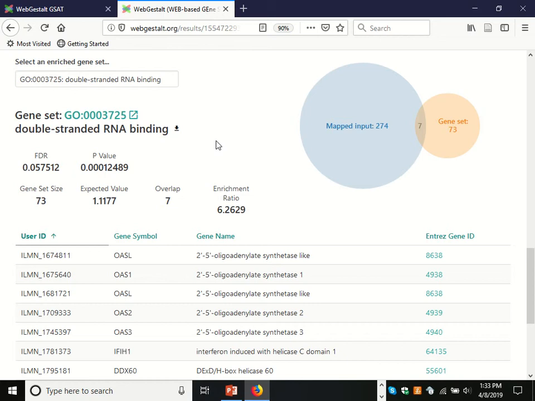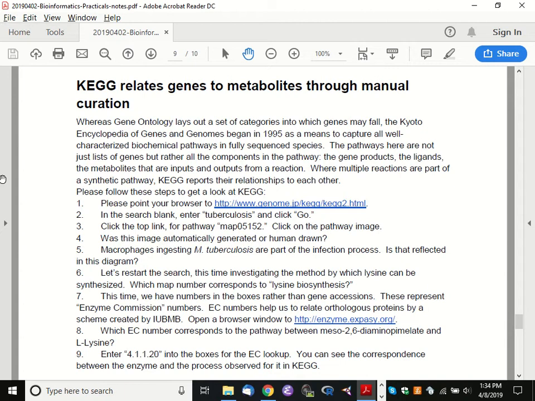That out of the 274 genes that we called interesting in this case, that were on the Ogera text file, seven of them overlapped with this gene set, double-stranded RNA binding, that contained a total of 73 genes in it. So this is valuable for us to be able to see, to dissect why one of these pathways was selected as being overrepresented within the gene list. Okay, grand. Now next, let's try a look at KEGG.